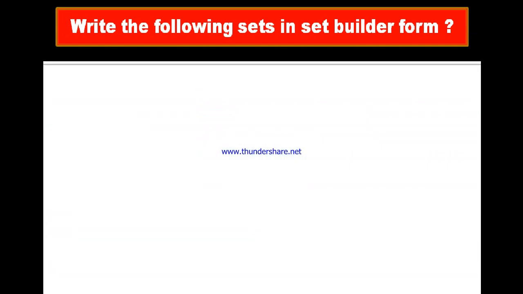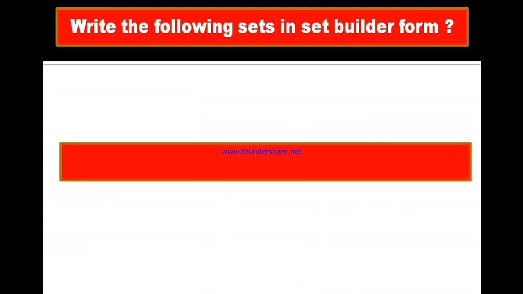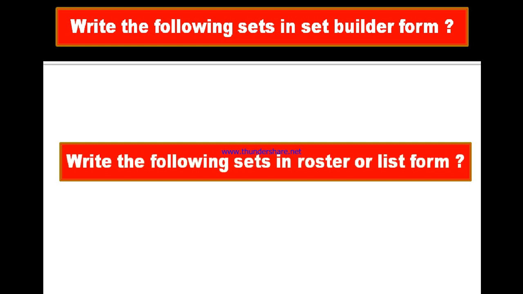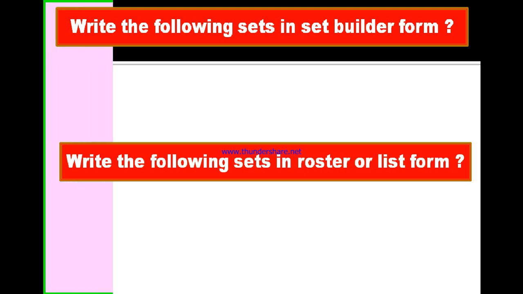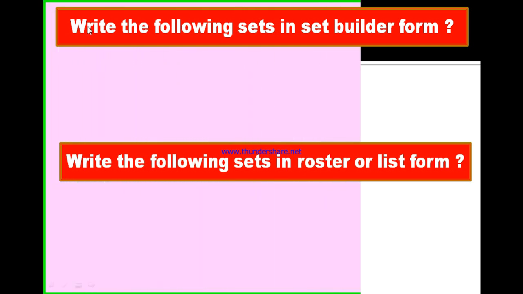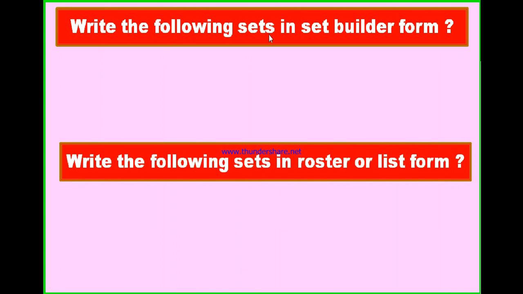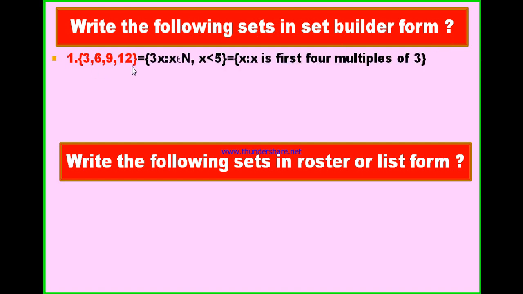Now, we just came across set builder form or rule form, and the other case is roster form or list form. Now let us change from one form to the other. Here, in the first bit, let us write the following sets in set builder form. It means we are given a set in list form or roster form. Now you have to write this roster form into set builder form. How to change? You can see.